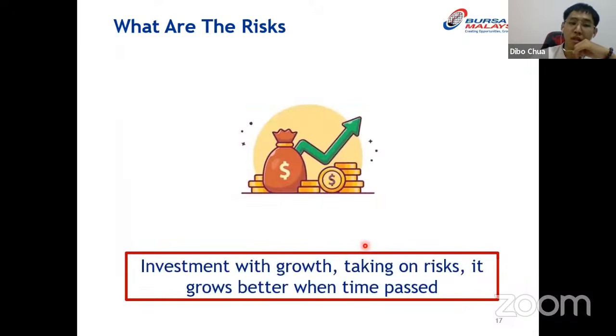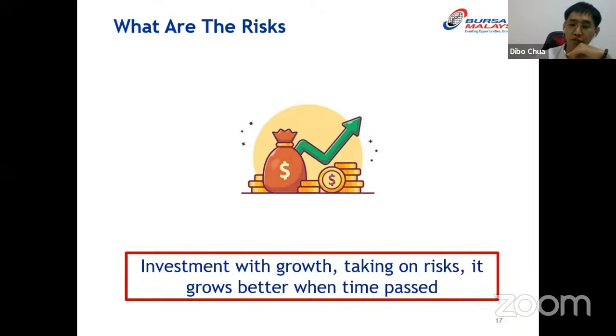If you want to invest in unit trust, it's much better for you to invest in growth, taking on the risk, because it grows better as time passes. As I said just now, looking at the data since the Great Depression until today, a 10,000 investment can give you up to 43 million.